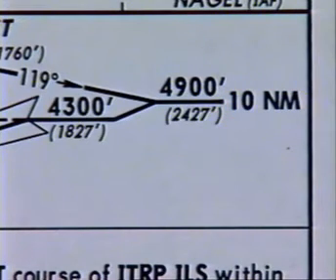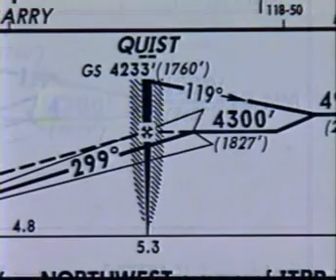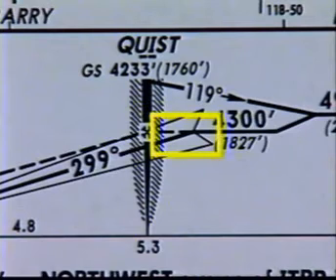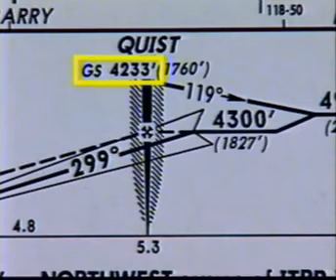As you establish your aircraft on the inbound course, which is the intermediate segment, you can begin your descent to 4,300 feet. On an ILS approach, the point where the solid line begins to descend represents the point where you'll intercept the glide slope when you're at the minimum glide slope intercept altitude. For a precision approach, this is the final approach fix, or FAF, and the beginning of the final approach segment. The notation GS 4233 represents your altitude when you are on the glide slope as you pass Quist.